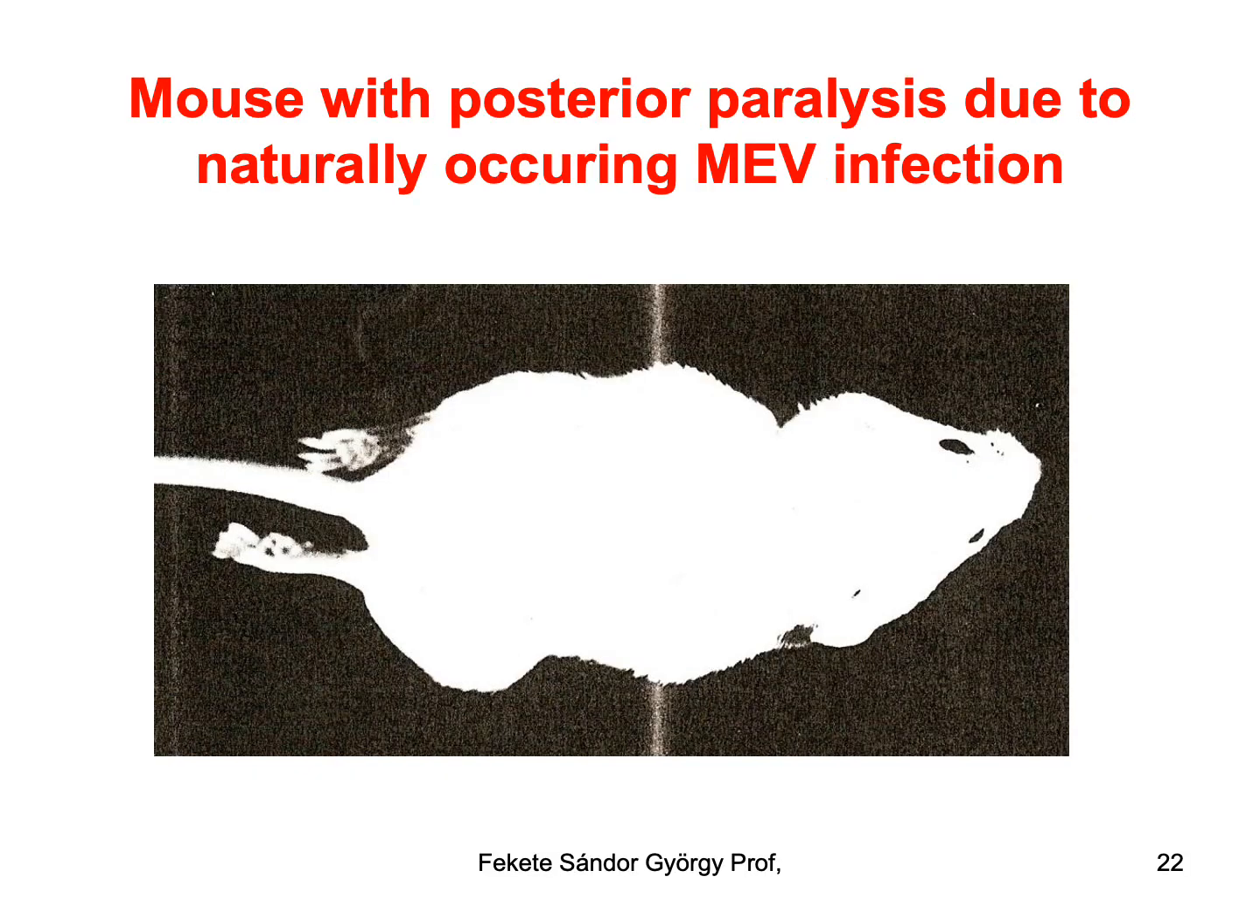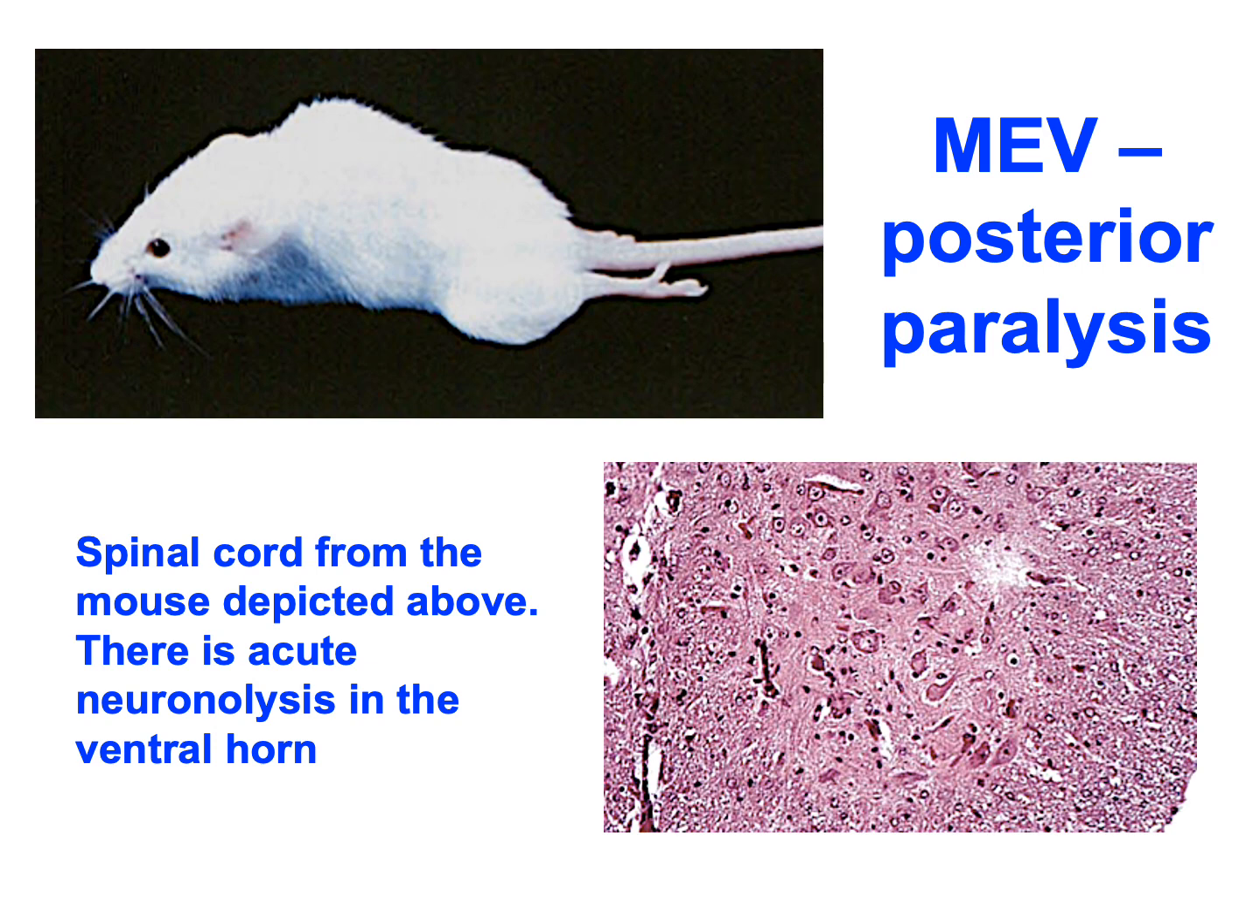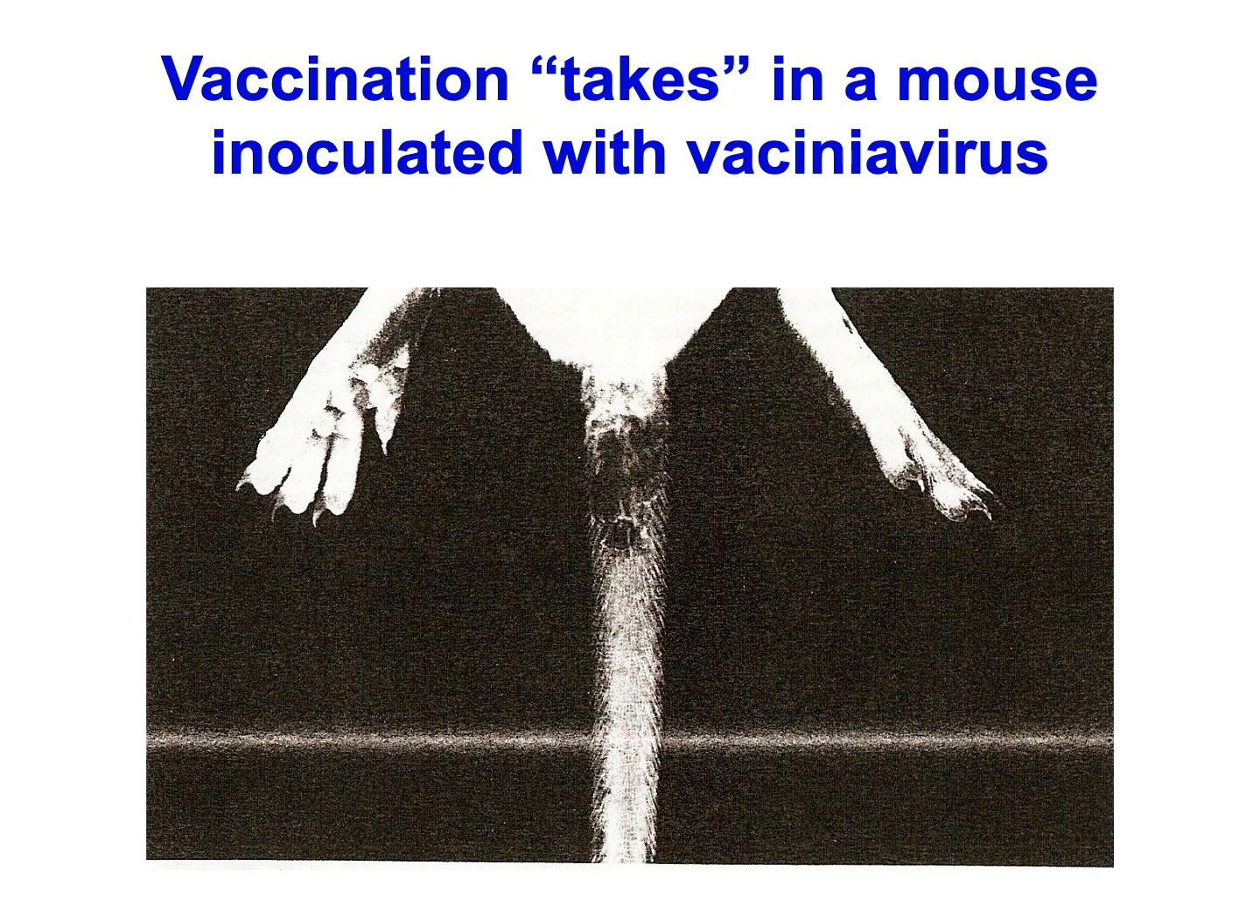And the neurons are also attacked, mouse with posterior paralysis due to naturally occurring mouse ectromelia virus infection. Here you can see a living animal with posterior paralysis, and the spinal cord from the same mouse. There is acute neuronolysis in the ventral horn of the picture, comes from a ventral horn of the spinal cord. What is this picture? This picture is a very interesting one.